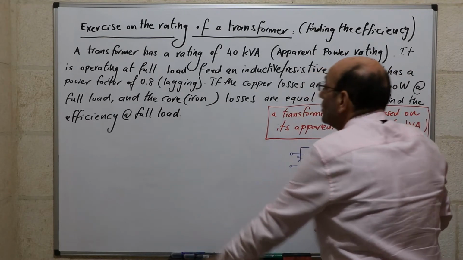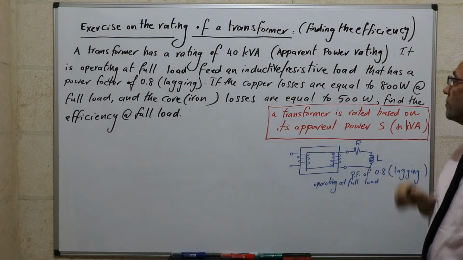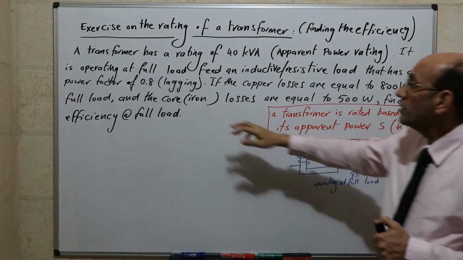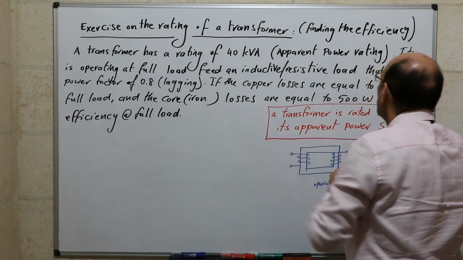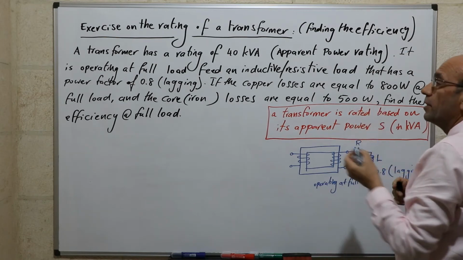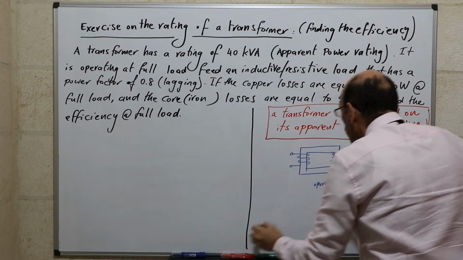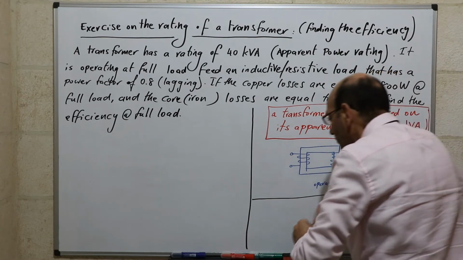During its operation, it's incurring two types of losses. So it's incurring copper losses to the value of 800 watts at full load, and it's incurring core losses, also known as iron losses, at a value of 500 watts. We need to calculate the efficiency of the transformer at full load. So we have two types of losses.